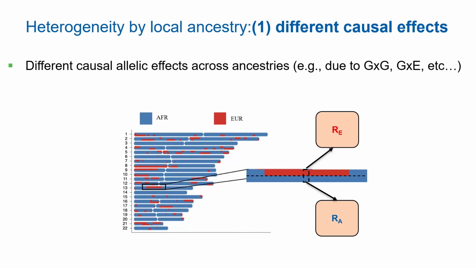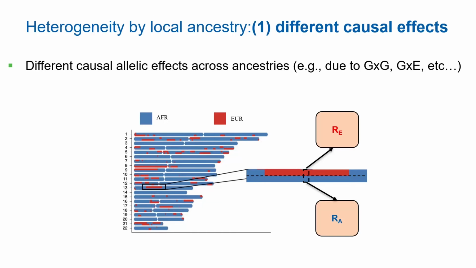So in the next 3 slides, I'll try to disentangle one of the concepts that is often misunderstood in this area, and that's the concept of heterogeneity by ancestry. So how do we measure this distinction? How do we measure differences in the genetic effect across ancestries?